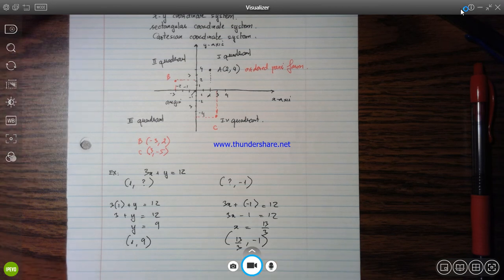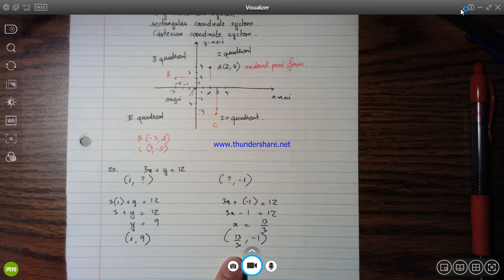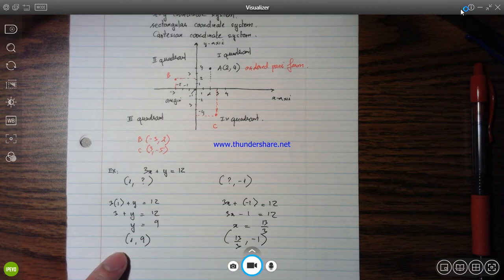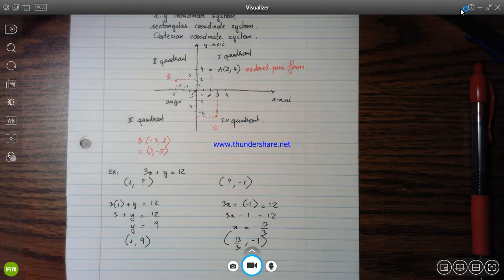It's very hard to locate this point on the coordinate system, but it's not impossible. Okay, it's not impossible. It means that you can. It's just hard. (1, 9) is very easy to locate, and you see that over here I don't have any name for the point here, but you can name it whatever you want. You can name it A, B, C, D, or whatever you want.